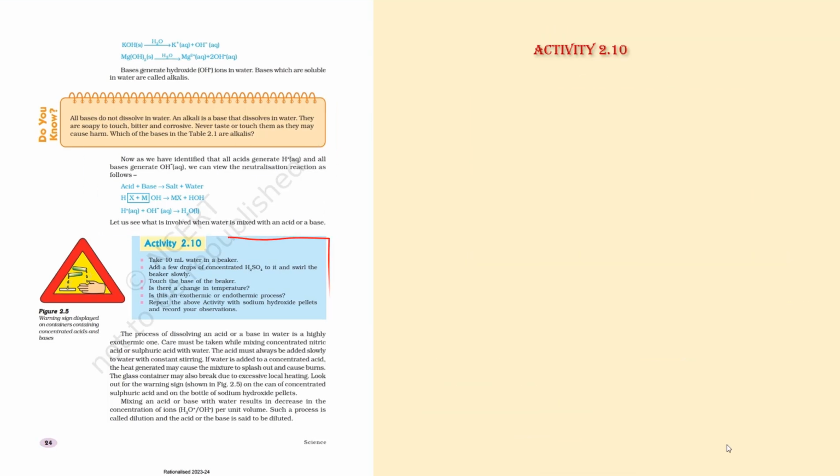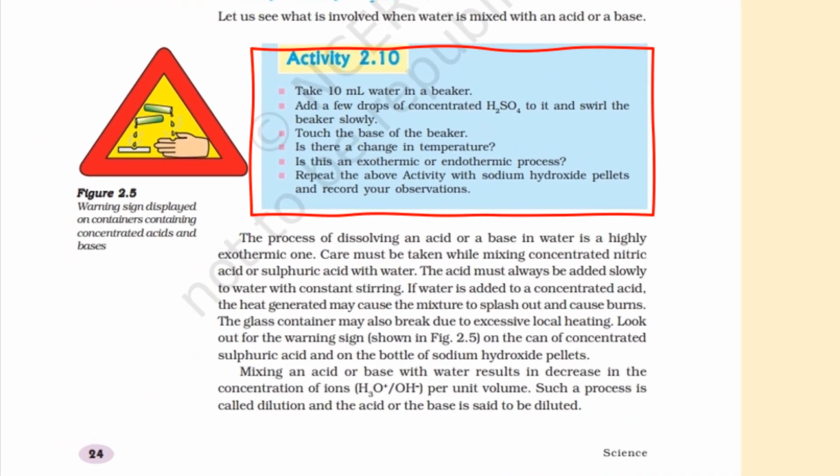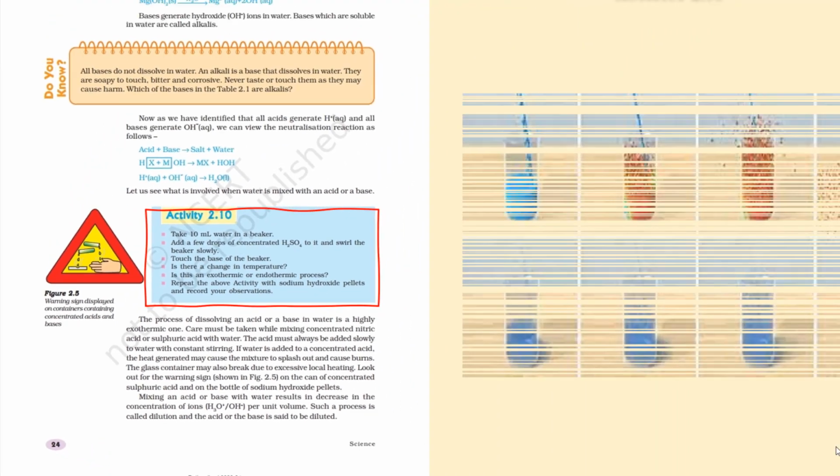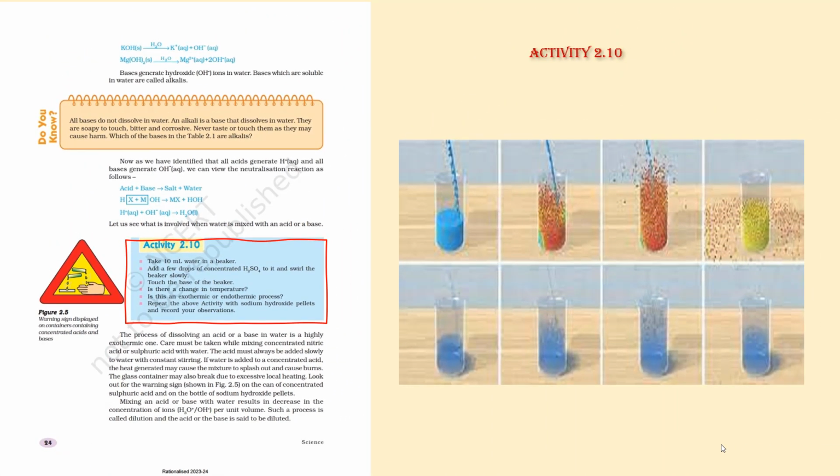Now, let's look at this activity 2.1. Here, they have suggested to take 10 milliliters of water in a beaker and add a few drops of concentrated sulfuric acid and then swirl the beaker slowly. Questions to this experiment are, is there a change in temperature? But before that, let us see what actually happens.